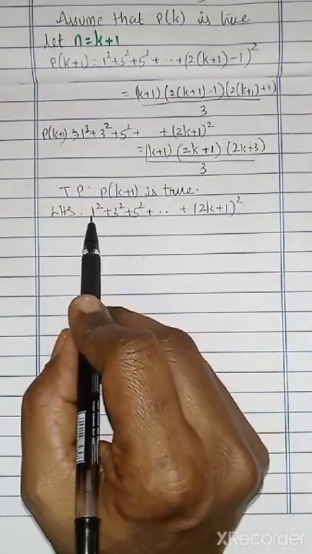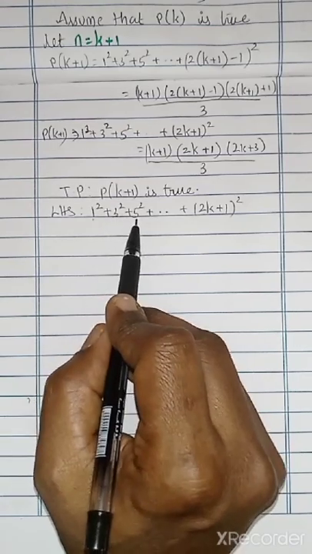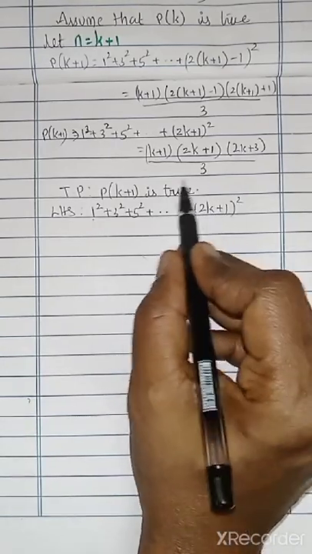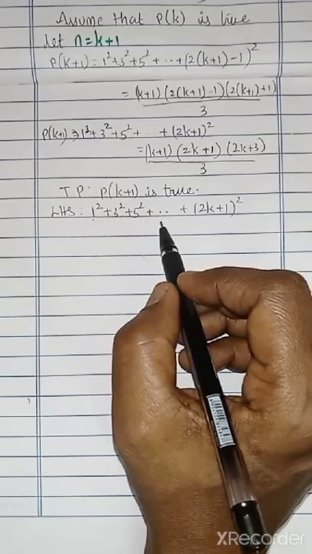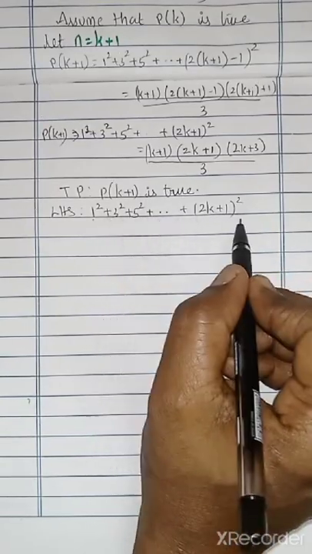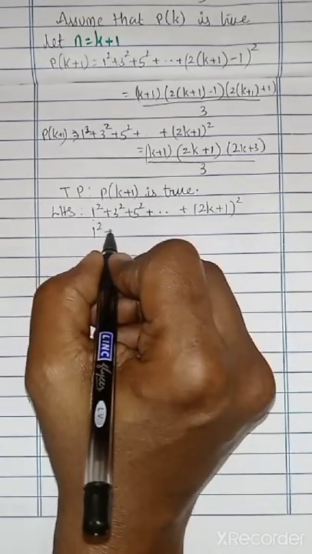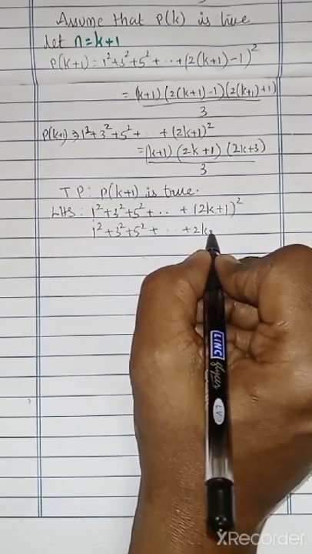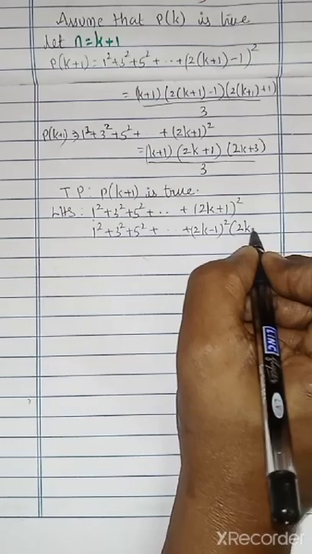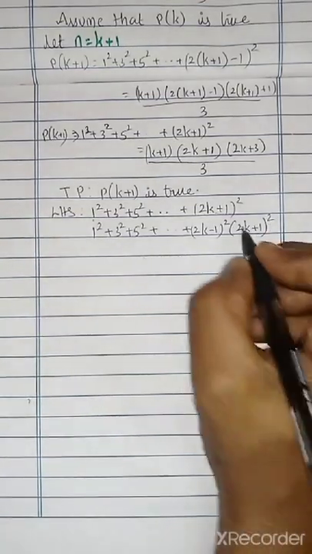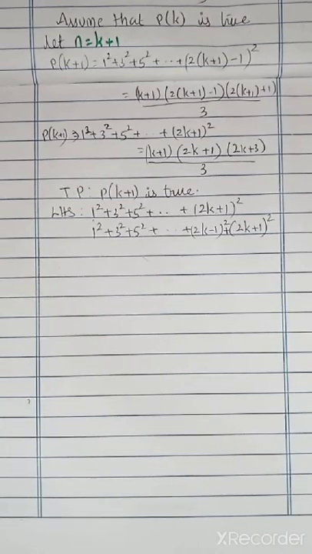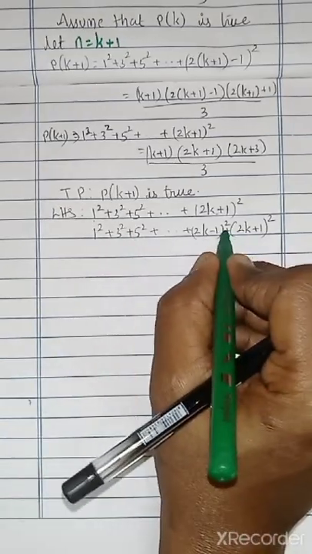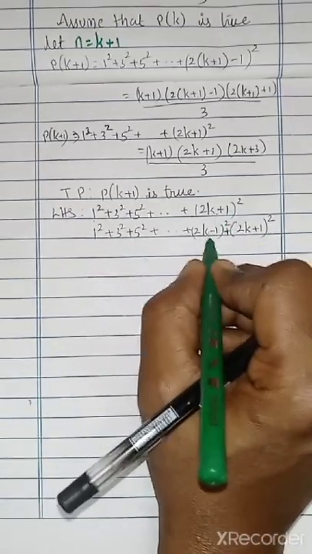Now look at here. First number 1, second number 3, next number 5. So we are leaving one number, correct? Odd numbers we are taking. 2k plus 1, so previous will be 2k, next previous will be 2k minus 1. So we have to take only odd numbers. We can write this as 1 square, 3 square, 5 square, etc. up to 2k minus 1 the whole square, plus 2k plus 1 the whole square. Okay, actually the previous number will be 2k, but we are taking only odd numbers, so that's why we are leaving the 2k and taking the next previous, 2k minus 1.